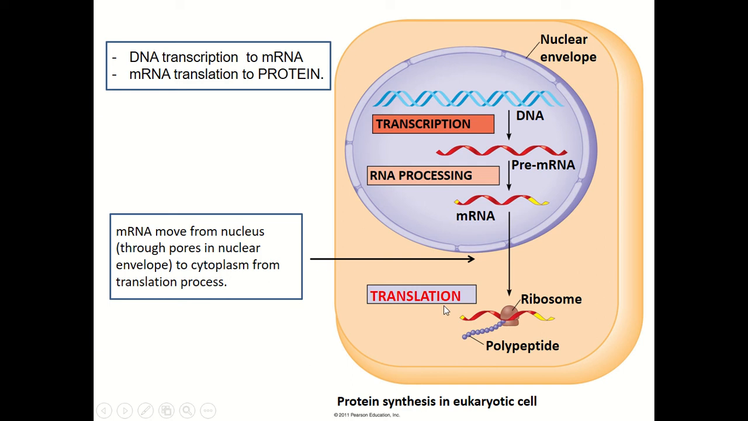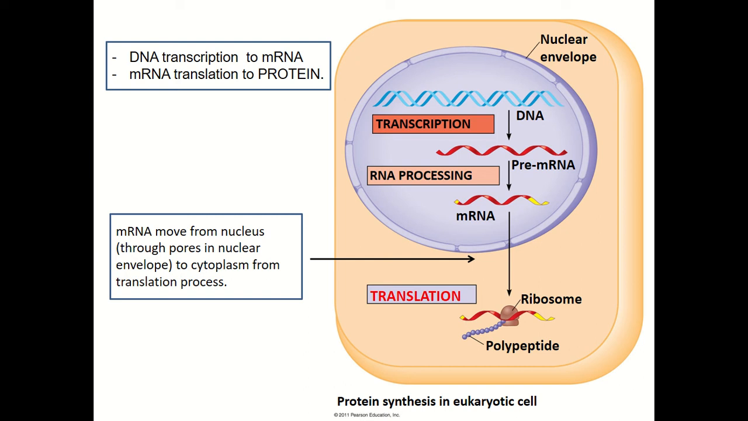Remember, all of this only happens in eukaryotic cells, because prokaryotic cells do not have a nucleus, and the mRNA is produced in the cytoplasm in prokaryotic cells, and they do not produce pre-mRNA. They produce mRNA directly, which is readily available for the translation process.